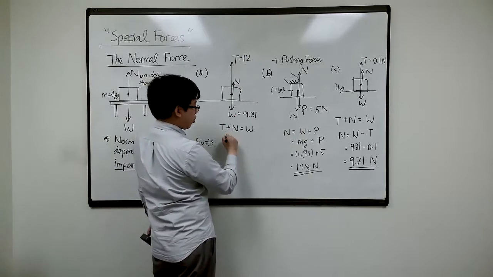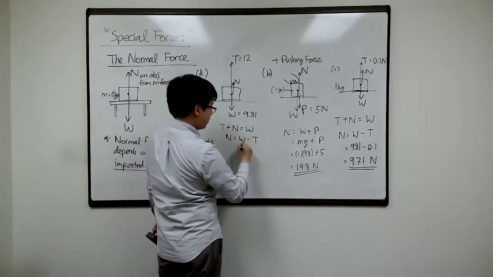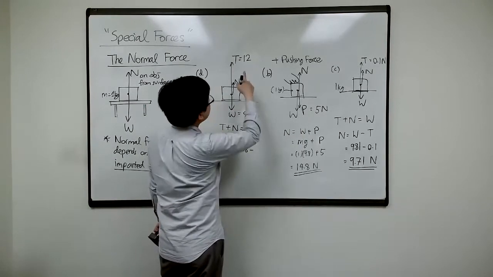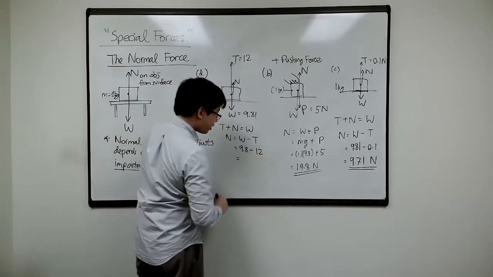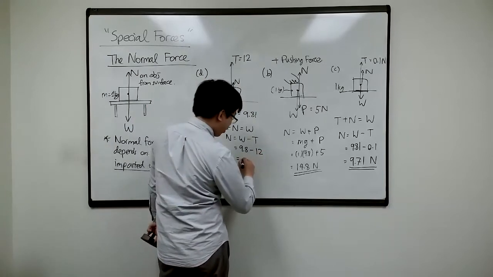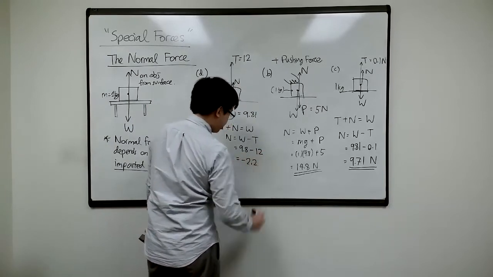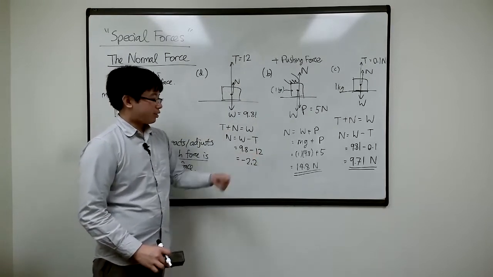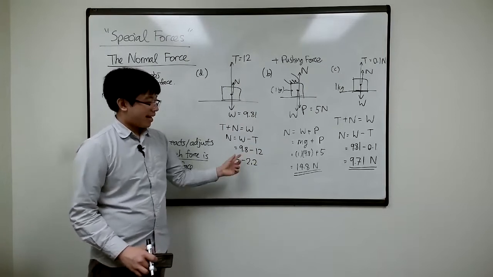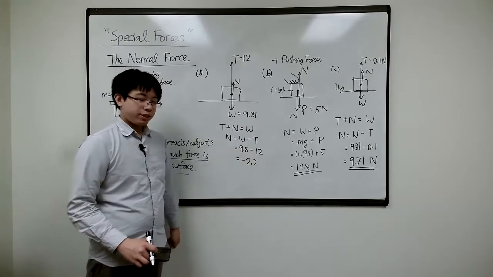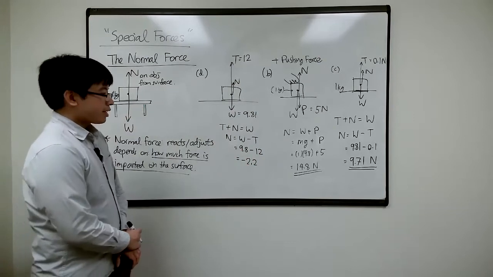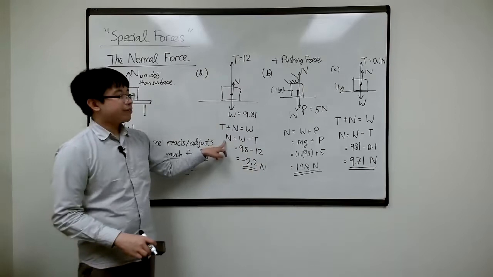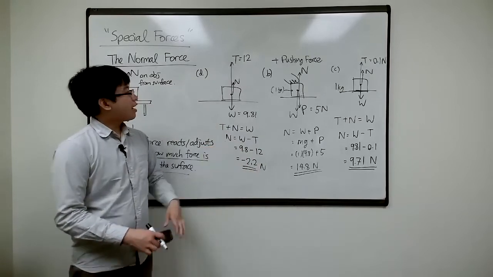So the normal force would be W minus T, where W is 9.8 and T is 12. So what do we get? We get negative 2.2. That's almost around 10 minus 12, which is negative 2, but a little bit more, so 2.2. Does that make sense? Well, the magnitude of this cannot be negative.